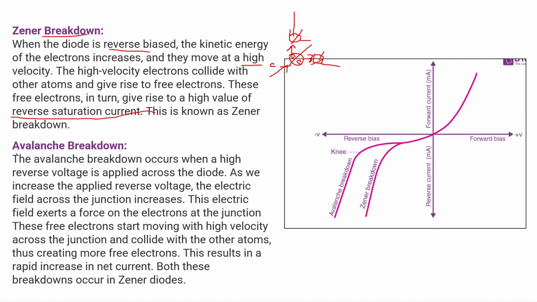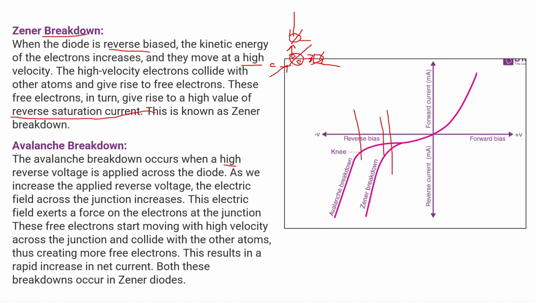The knee voltage for Zener breakdown is less than the avalanche breakdown. Avalanche breakdown will occur only when high reverse voltage is applied. In case of low reverse bias voltage, Zener breakdown will occur.